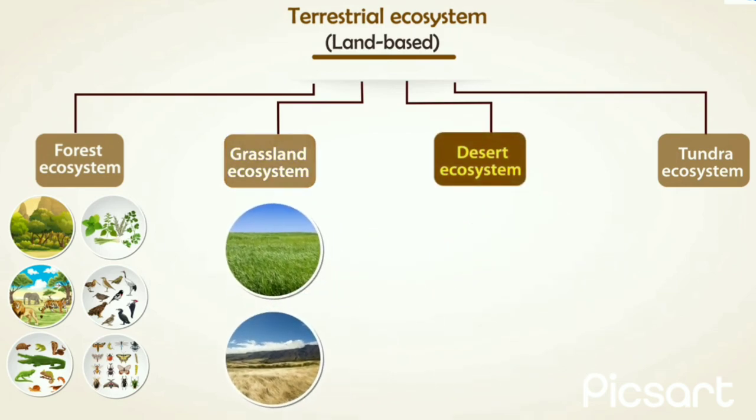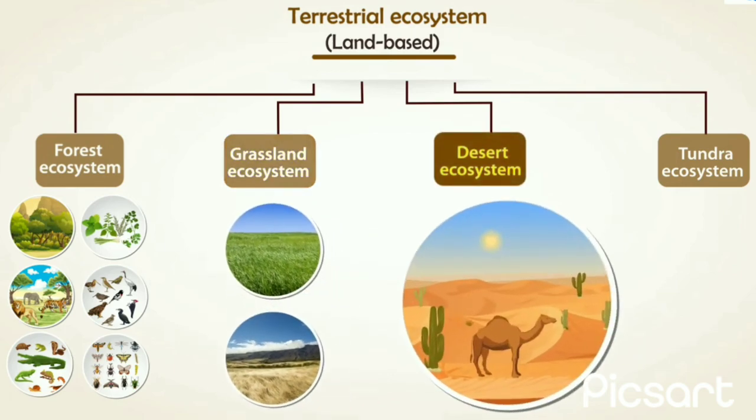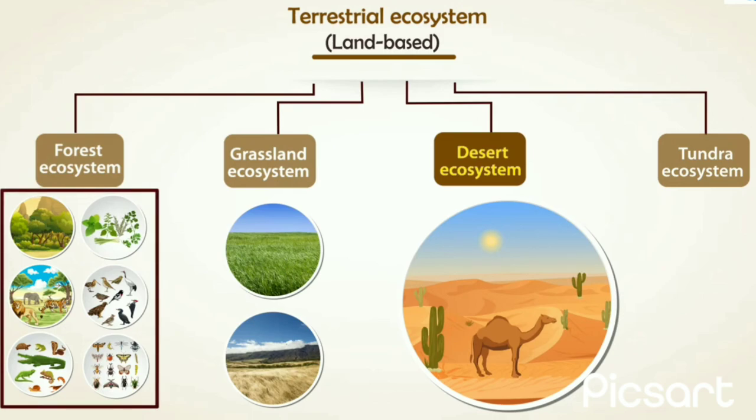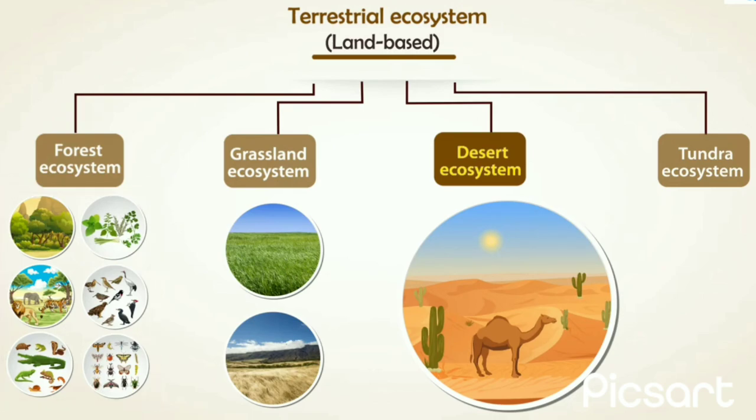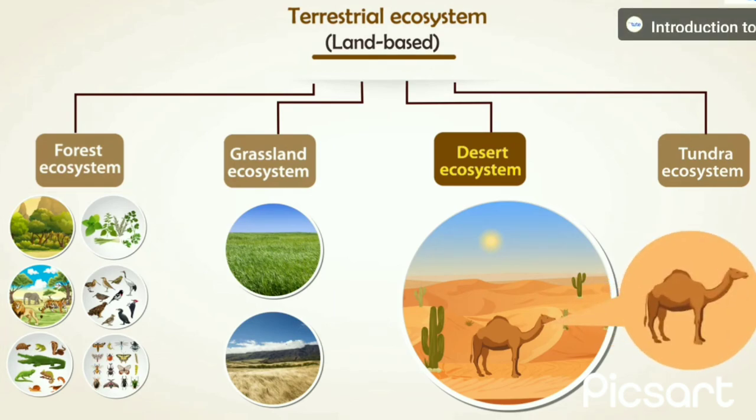Desert ecosystem. A hot and dry region which receives scanty rainfall and is mostly barren lands. If you compare with forest, the variety of plants and animals are not found here. Only the plants like cactus, animals like camel are found in this region who can withstand the climate here.